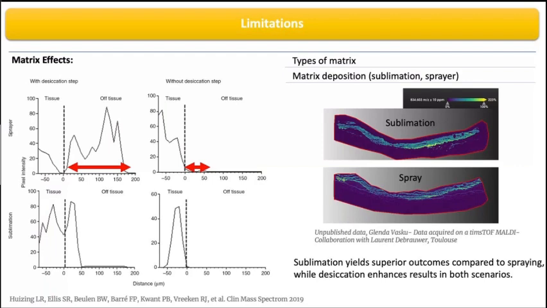For instance, here on your right, we have an example of my data. Here, once again, it is the representation of the human retina, and it's very subtle, but we can see in your first figure that through sublimation, we obtain a much higher intensity of our lipid compared to spray, which is a little bit more sparse and less concentrated. So once again, sublimation yields superior outcomes compared to spraying, while desiccation enhances results in both scenarios.